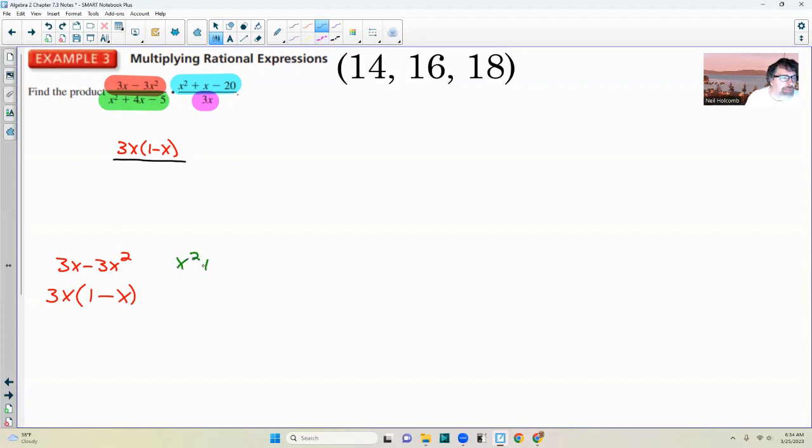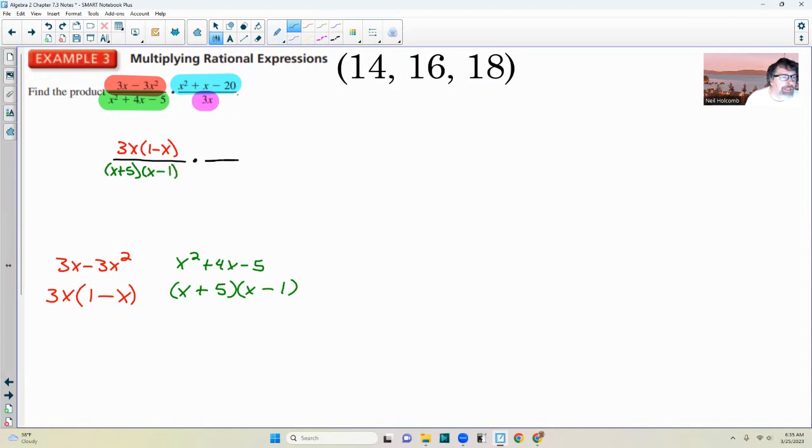x squared plus 4x minus 5. And I'm going to put my parentheses. x times x is going to give me this x squared. I want factors of 5, and it's prime, so it's obviously going to be 5 times 1. And they have to add up to 4, so 5 is positive and 1 is negative. So 5 minus 1 is 4, and 5 times negative 1 is negative 5. And so I will write that here: x plus 5, x minus 1.